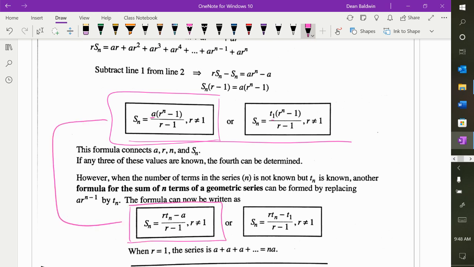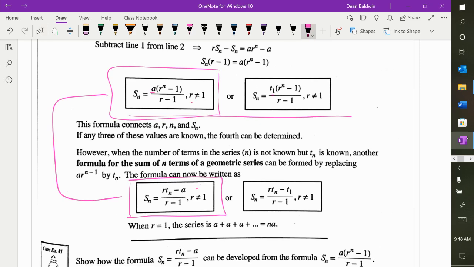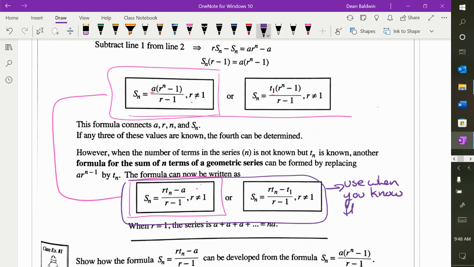I will give you these formulas. I will write them all on the board. Actually, I'll probably just give you a formula sheet with everything on it. You don't have to memorize the formulas. The only difference between these two is this bottom one here. You use it when you know the last term. So if you know the last term, then you can use the bottom formula. And the last term is Tn here.